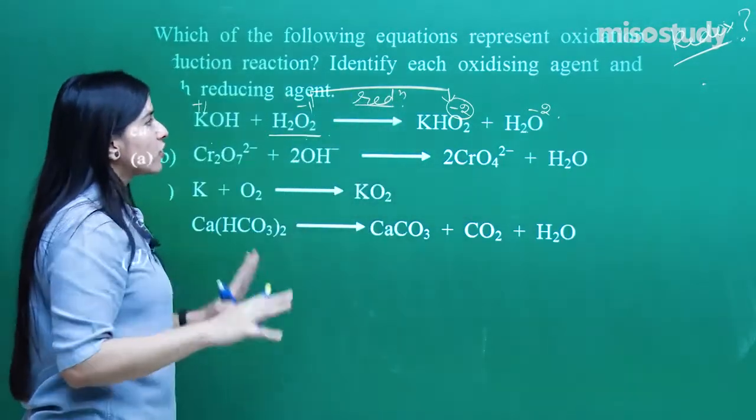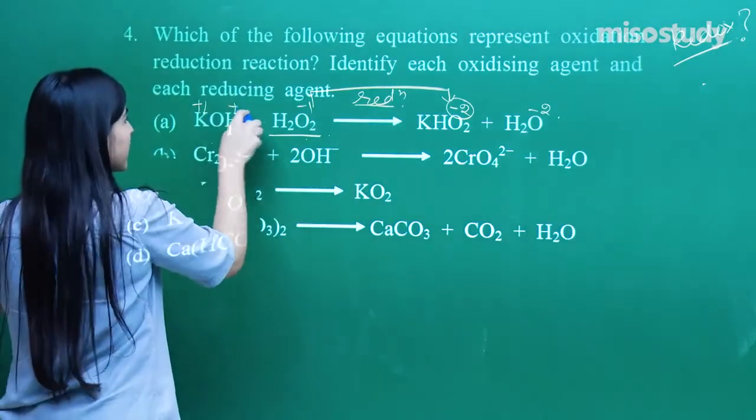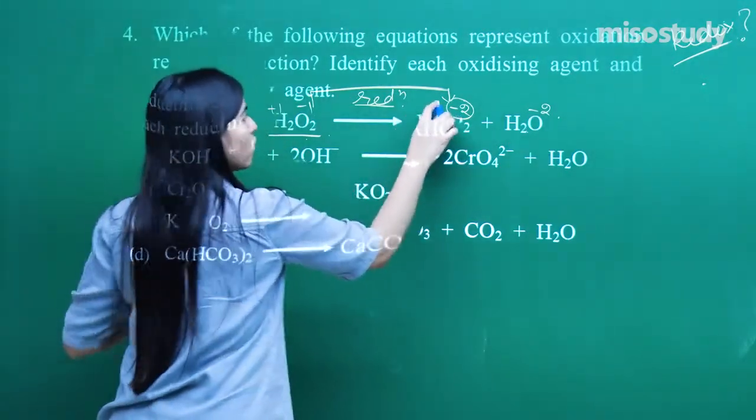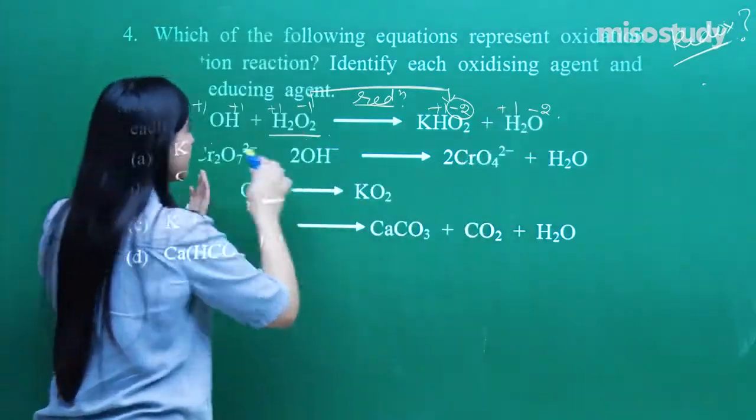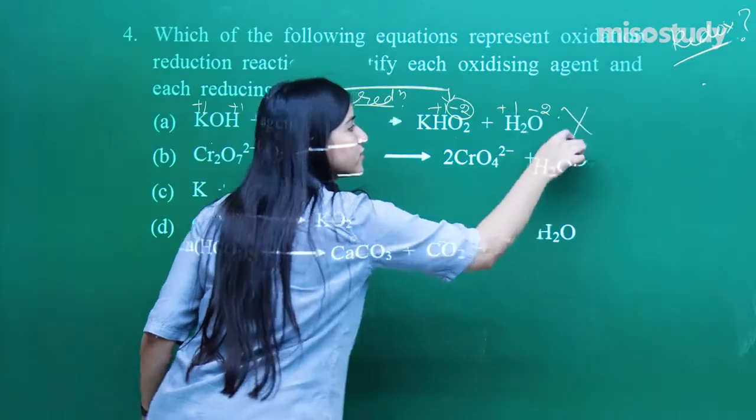But can you see any oxidation process? See, oxide it is there, hydrogen is plus 1 everywhere, over here as well, right? So I cannot see any oxidation process going on, right? So this is not a redox.